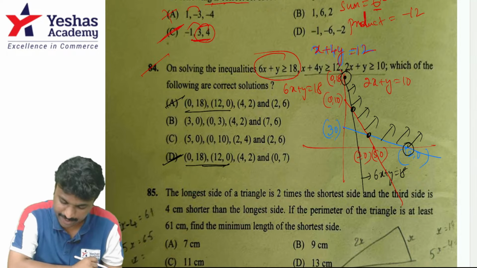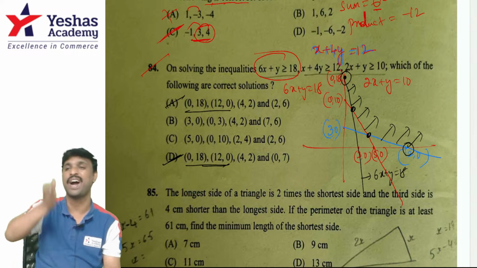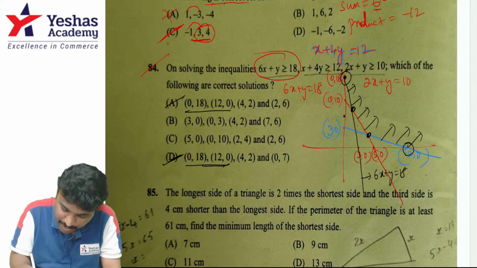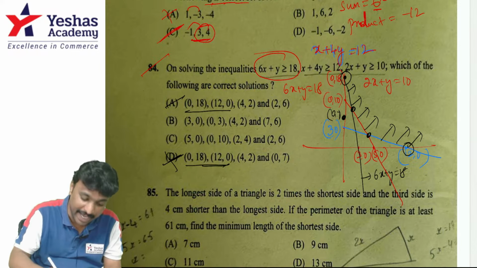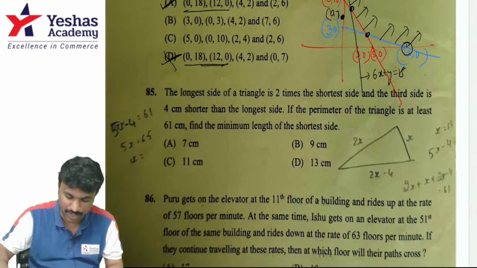Now, why can it not be 0 comma 7? 0 comma 7 is on the y-axis. That means it comes somewhere here, correct? So this is definitely not a point in the common region. So it cannot be option D. It has to be option A. You understood? Has to be option A only.